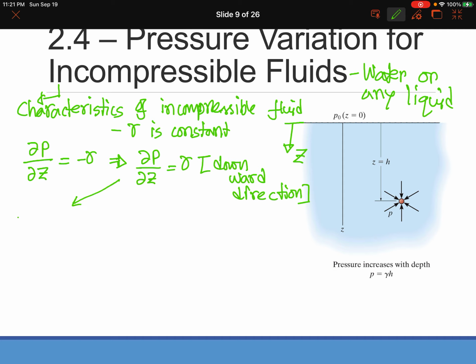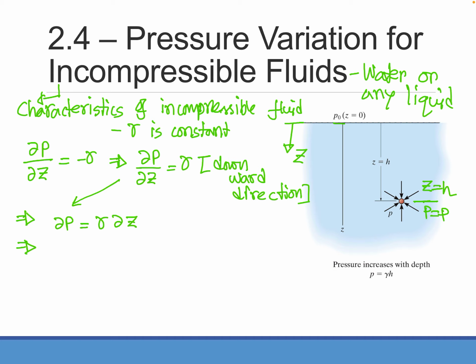Now from this point, what I will do is gamma dZ. Okay, now just think about it this way. This is one particle, any single particle. If we start the scale Z from here, obviously on the top surface the pressure is P naught and Z is 0, and here the pressure is P and Z is H. Okay, so if I integrate that, just use this sign.